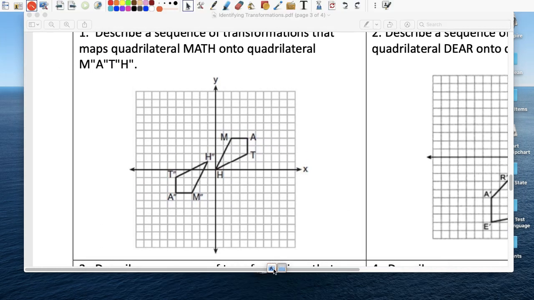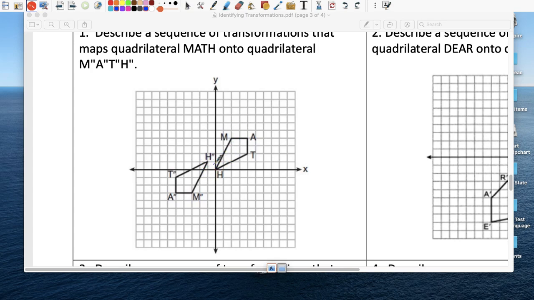So for this one, they're asking how the original one, this guy right here, turns into this. Let's start with what I asked you before. If you look at the order in which these are seated, going clockwise, it's M-A-T-H. In the second figure, it's also M-A-T-H. So the order and orientation haven't changed, which means there's no reflection here.